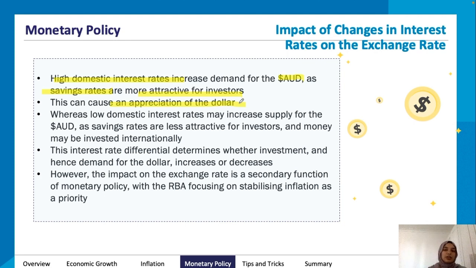That's their main goal. But in saying that, just because you're trying to achieve one thing doesn't mean it doesn't have a domino effect on other things, right? So it does still have an impact on the exchange rate, but that's not their primary function. So make sure you're able to distinguish between that and you understand that difference.